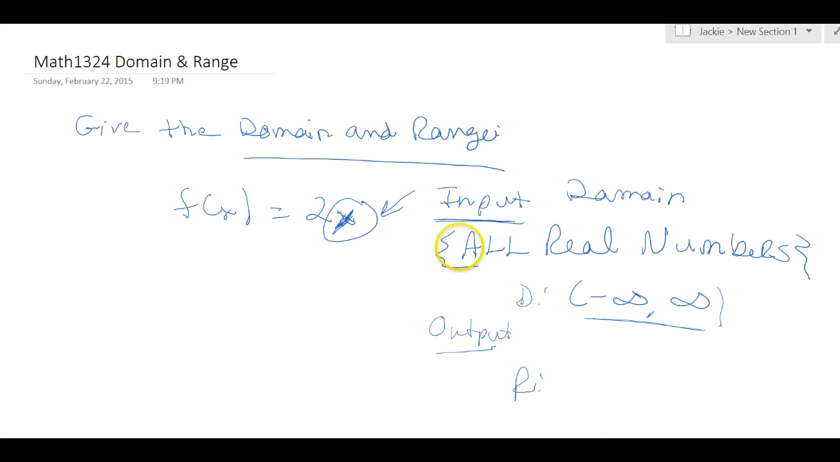No matter what number I put in, I'm going to get a real number out, and it could be any real number depending on what your domain is. So your range is going to be from negative infinity to positive infinity, or all real numbers also. We could also write it as all reals.